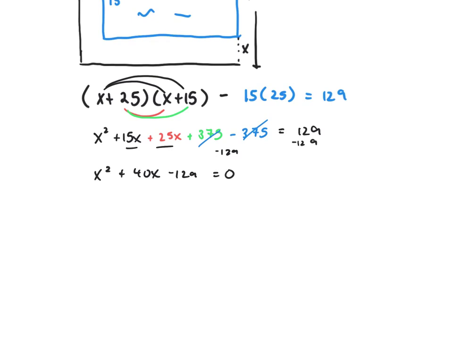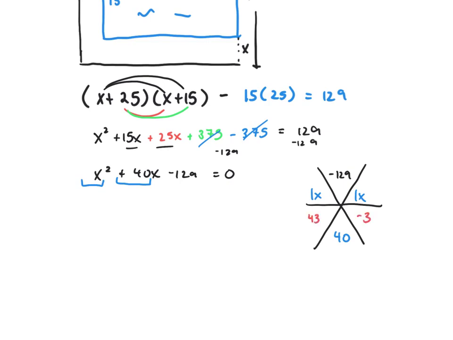Now, if we solve this by factoring, I use a method called the Snowflake Method, where we make this little snowflake. We take the a, which is 1, times the c, which is negative 129, and that goes on top, and the b, which is this part right here, goes on the bottom, and then the 1x goes in the wings right here. And what we have to do is find two factors of negative 129 that add to a positive 40. After some guessing and checking, we end up getting a 43 and a negative 3.